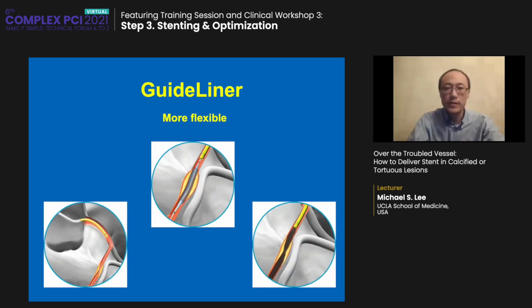Let's talk about our first guide catheter extender, the GuideLiner. It's been around longer. I find this device a little bit more flexible. So for more angulated lesions and tortuous lesions, it's very helpful to get to the desired location. Once you overcome that tortuosity, from there you can deliver your stent to the lesion site.